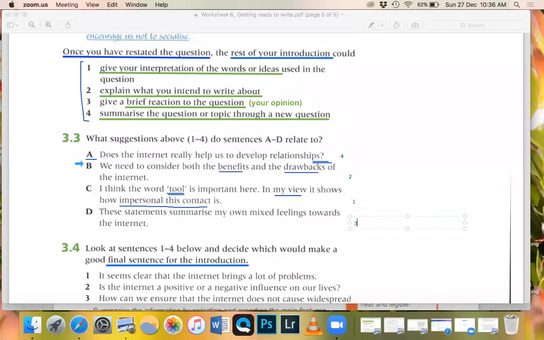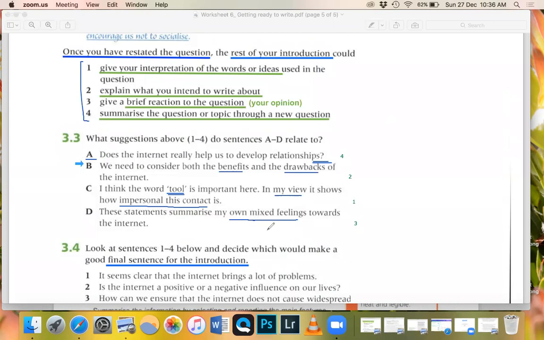Okay, there's only one left, number 3. I don't know where everyone's gone. I'm not getting many answers anymore. So your feelings here can be mixed. All right, this is a great way to show that you're not on one side or the other.